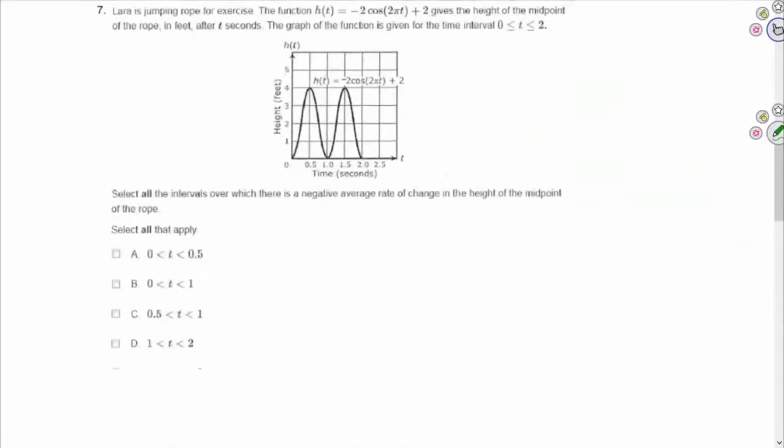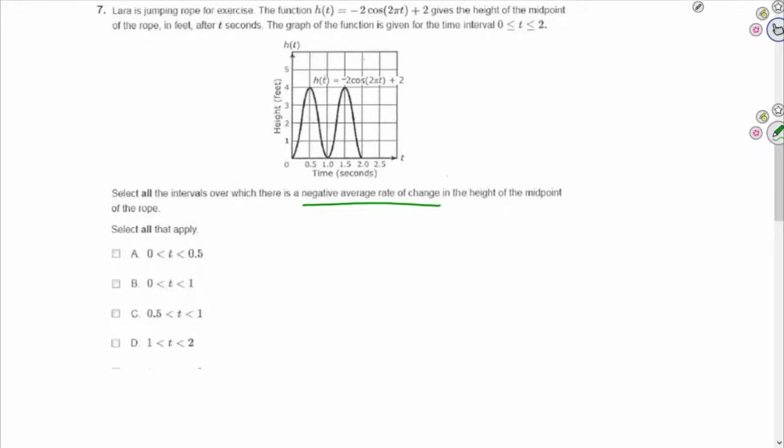So next, Laura is jumping rope for exercise. The function h of t, negative 2 cosine 2 pi t plus 2, gives the height of the midpoint of the rope. So the very middle of the rope where it's going up and down, that's what it looks like on the graph. So it's just going up and then down, jumping rope. The graph of the function is given for the time interval 0 to 2 seconds. Select all the intervals over which there is a negative average rate of change. We're looking for basically a negative slope between those 2 points.